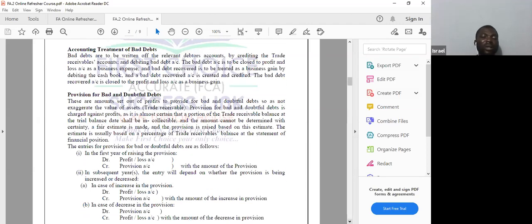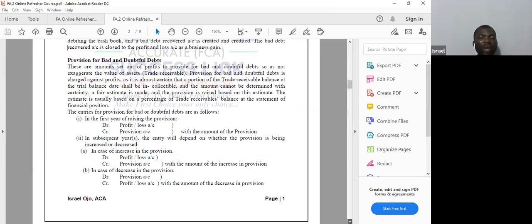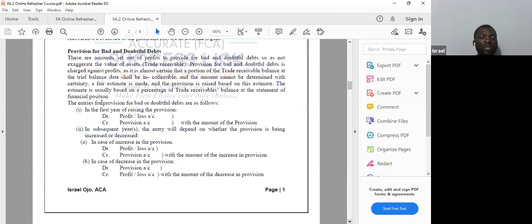These are the two things that you need to know. So we have talked about theory. Can you see that in the first year of raising the provision account, you debit the profit or loss account and credit the provision account with the amount of the provision. Then in a subsequent year, the entry will depend on whether the provision is being increased or not. If the provision increases, you debit profit or loss and you credit the provision account.